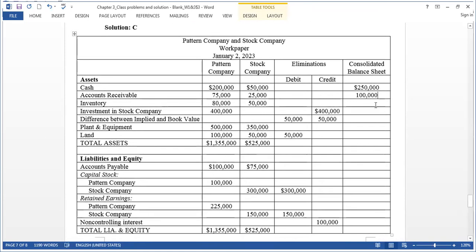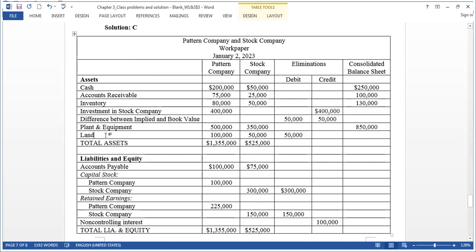100,000. 130. So investment close, difference close, right? These two accounts close. Then we have plant and equipment, 850. Now look at your land. This is the land account, right?